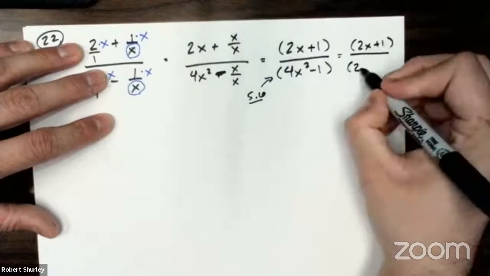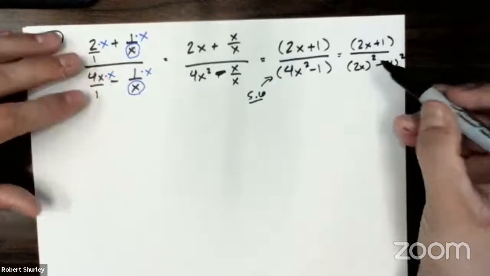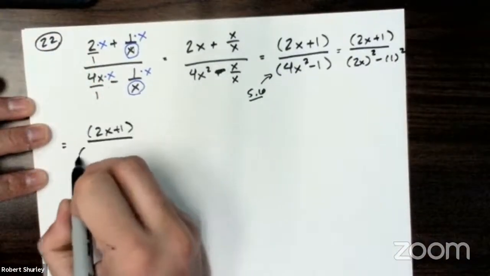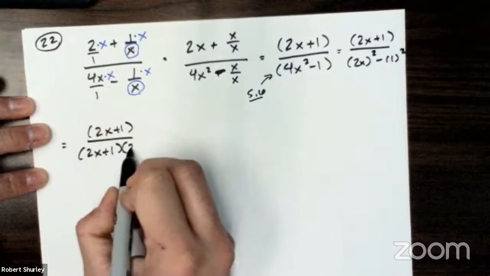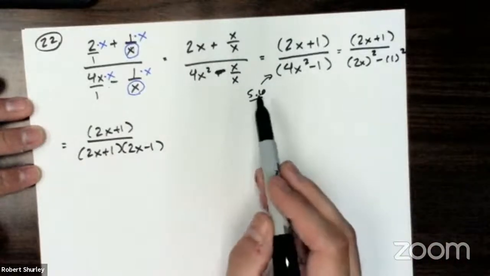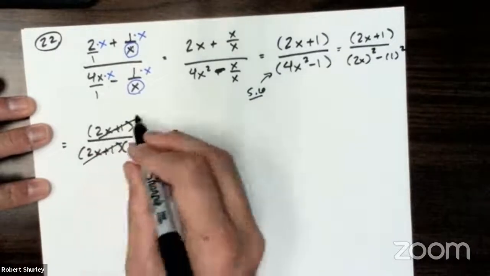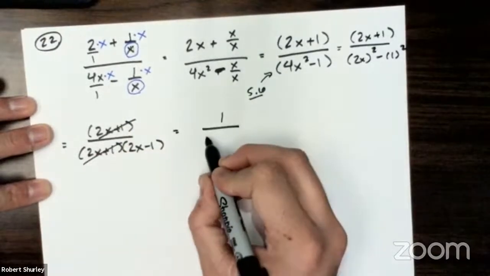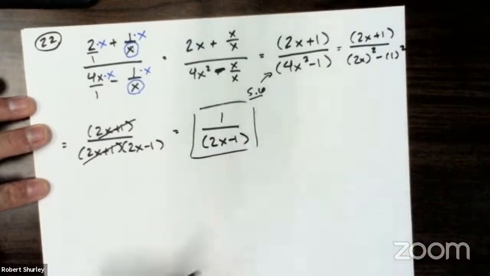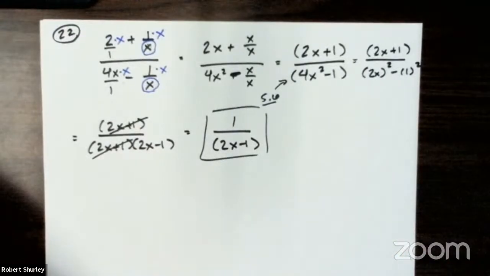If I rewrite this to factor with difference of squares, it'd be 2x plus 1 on top. And then 4x squared is 2x squared, and minus 1 can be written as 1 squared. So we wind up with 2x plus 1 over 2x plus 1 times 2x minus 1. You need to go back and see that in section 5.6, called difference of squares. What's nice is these cancel. Now remember, if everything cancels in the numerator, you've got to write a 1 up there. So we get 1 over 2x plus 1. This one did keep going.